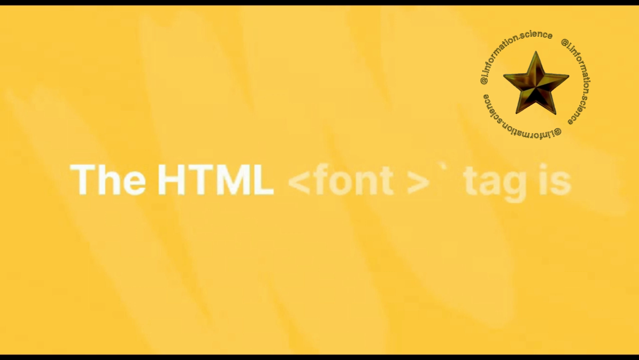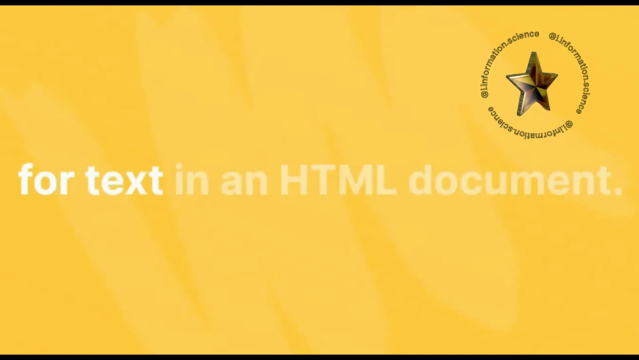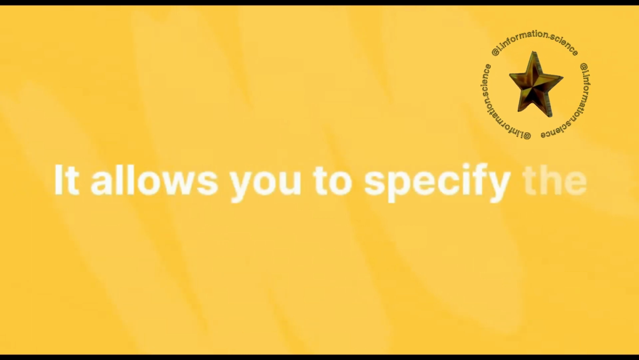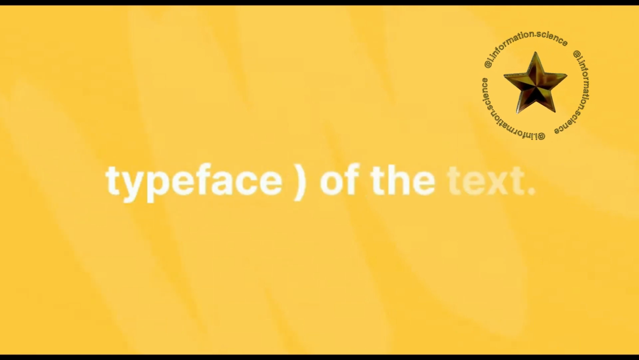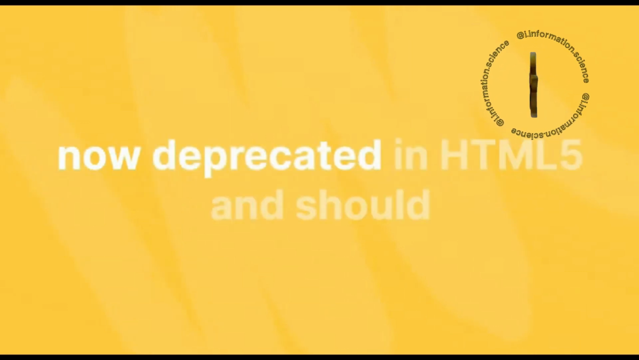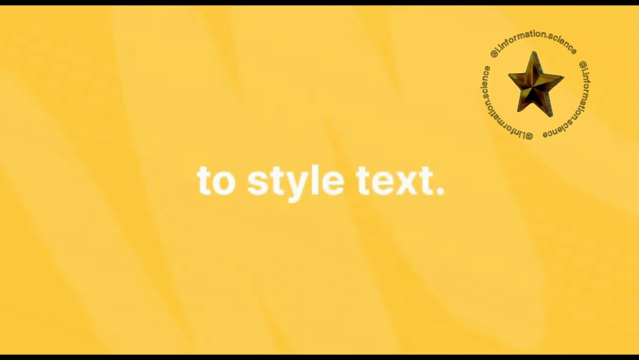The HTML font tag is used to define the font style for text in an HTML document. It allows you to specify the font size, color, and typeface of the text. However, the font tag is now deprecated in HTML5 and should no longer be used. Instead, you should use CSS properties like font-family, font-size, and color to style text.